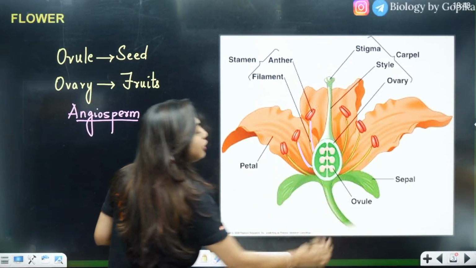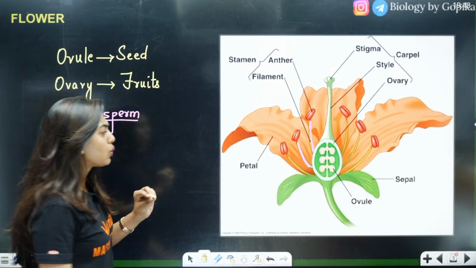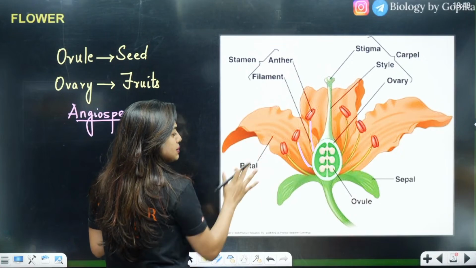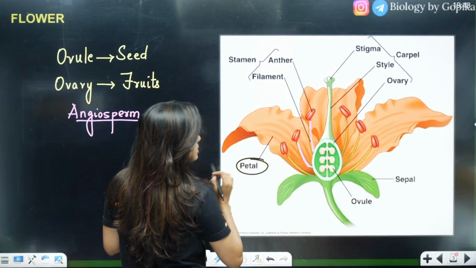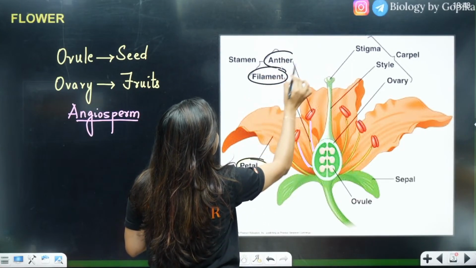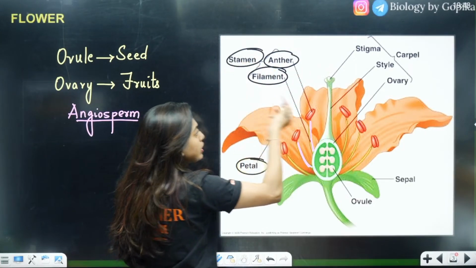Now students, in the flower, remember, as you can see, these are your petals. Yes, ma'am, understood. I will mark it with a different color. These are my petals. These are my filaments, and the filament and anther together form the stamens. Okay, understood.